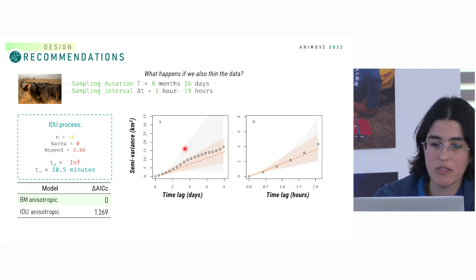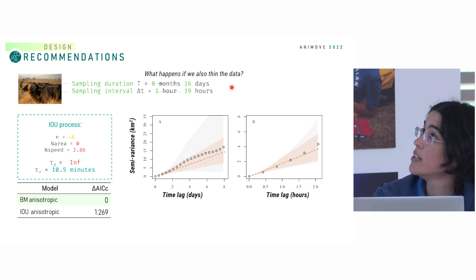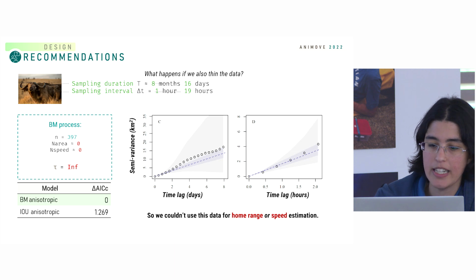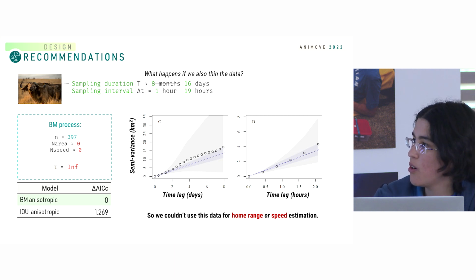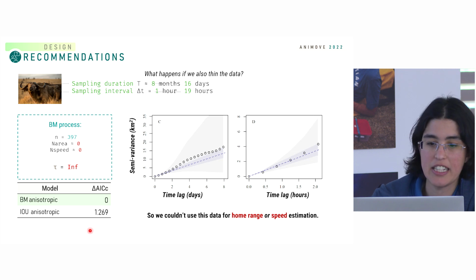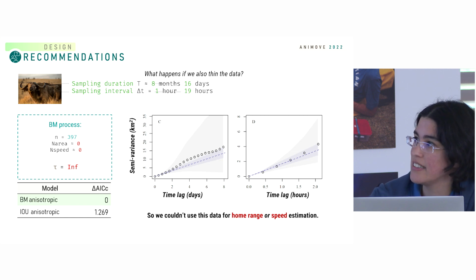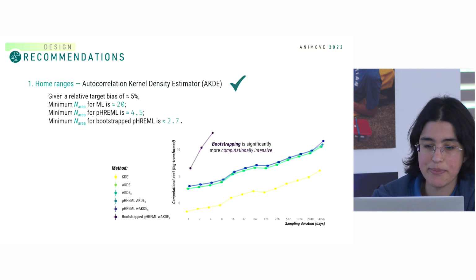Though, as we can see, if we both truncate and thin the data, we might lose both of those as well. So if we track this individual for only 16 days, and let's say a sampling interval of 19 hours, you'd lose that information. So you couldn't use this data for home range or speed estimation. Obviously this is a very extreme example of tracking this animal for 16 days with a 19-hour sampling interval, but just so you can see the decay of information that we get out of that.